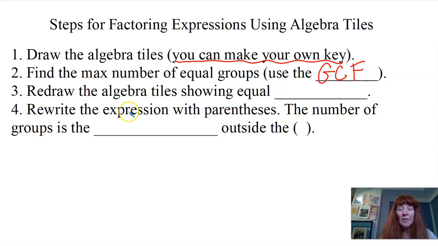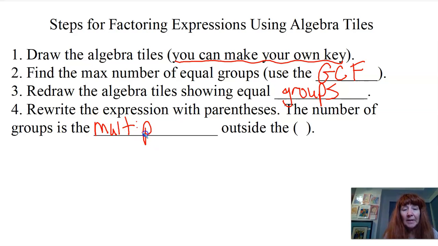And then you're going to redraw the algebra tiles showing the equal groups, right? Just because I want you to see the picture and how it matches the algebraic expression. And then you're going to rewrite that expression with parentheses. The number of groups is the multiplier. I often call it the multiplier. It's the number that's on the outside of the parentheses. It tells you how many groups to make.